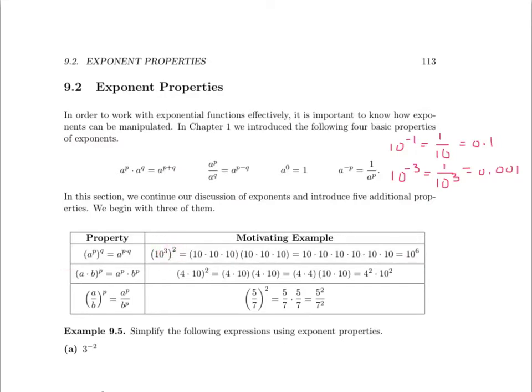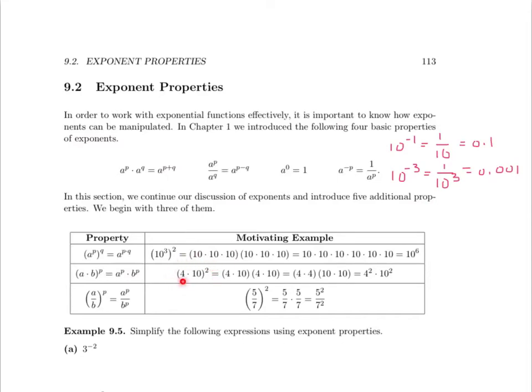Let's look at the next property. This says if you have a product of 2 numbers raised to a power, you can calculate the product also by taking each factor of the product and raising each one of them to the power p and then multiplying. Let's look at an example to see why this ought to be the case.